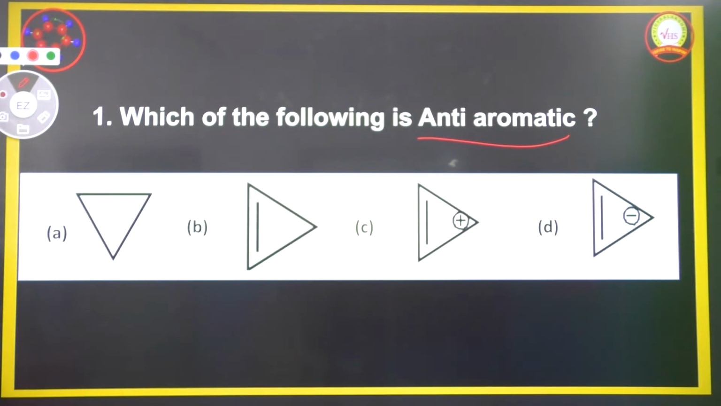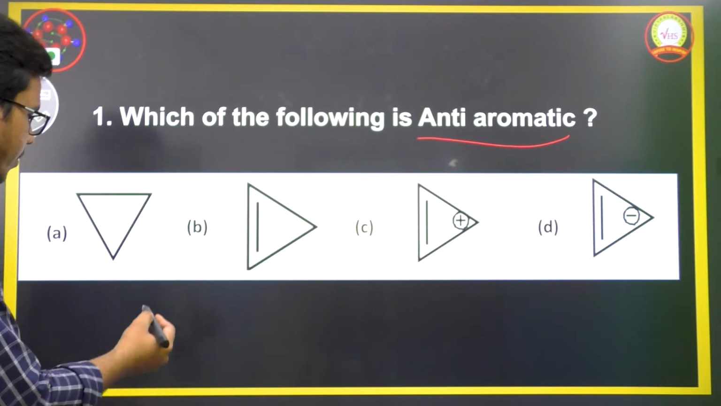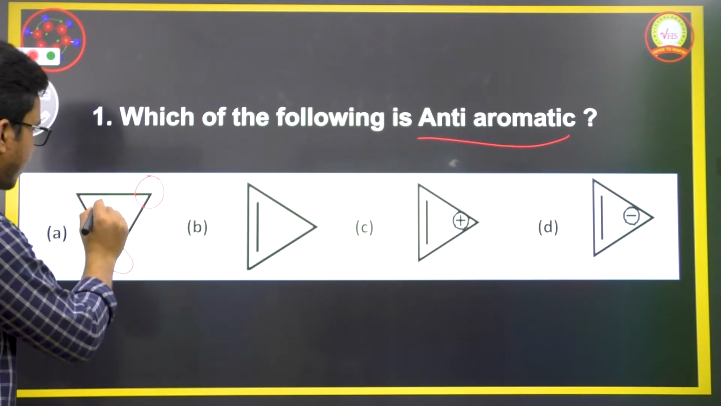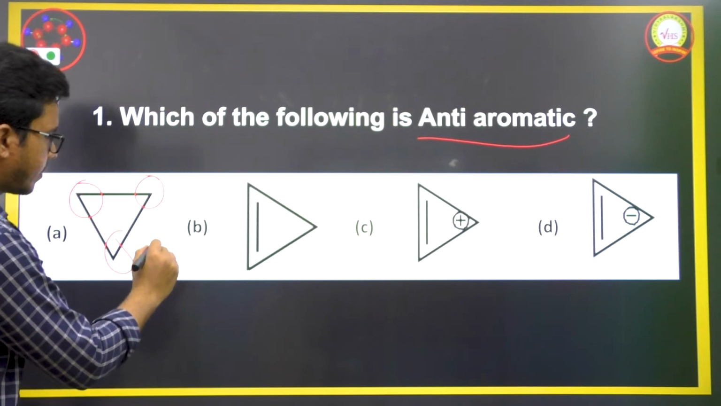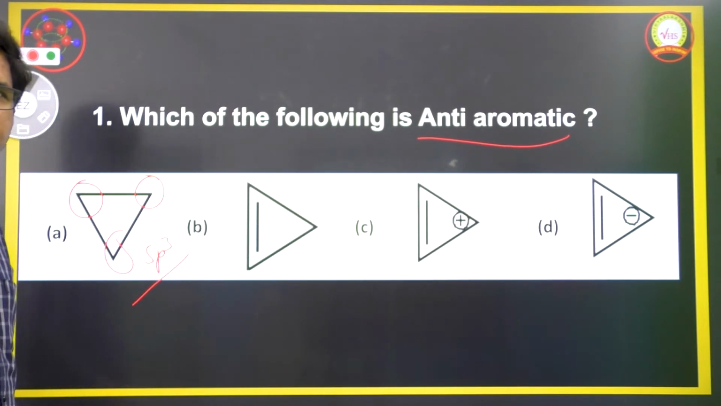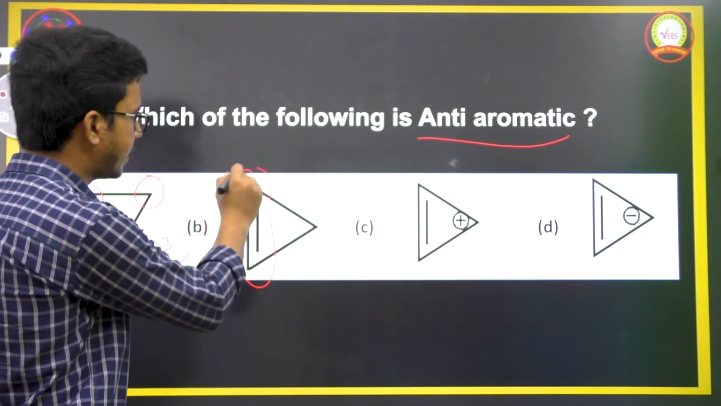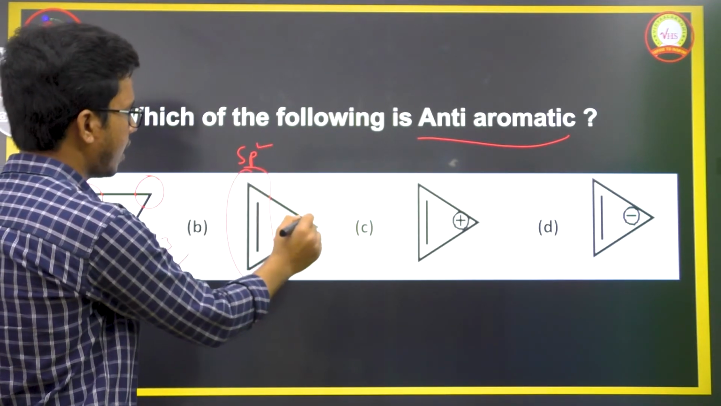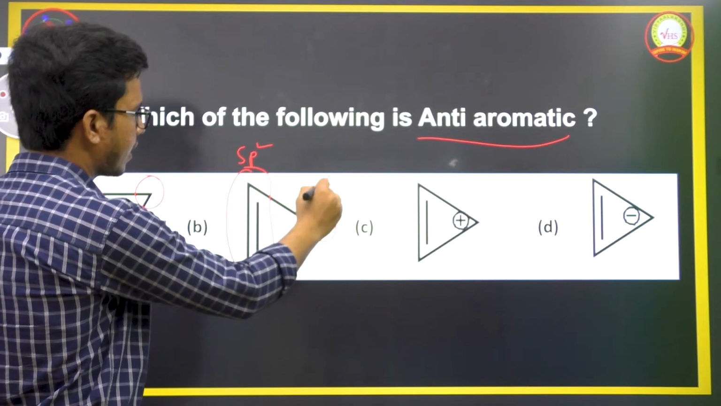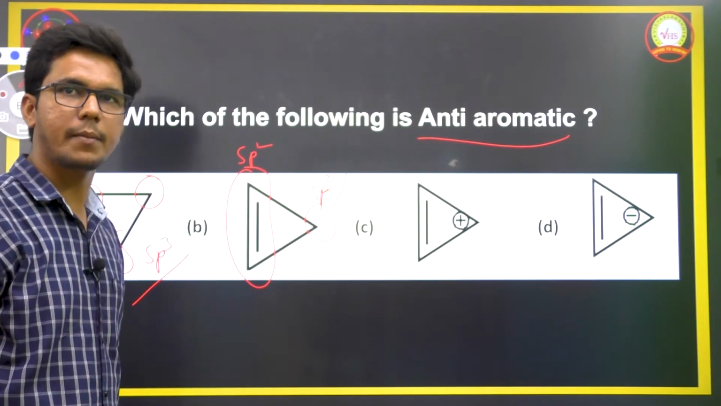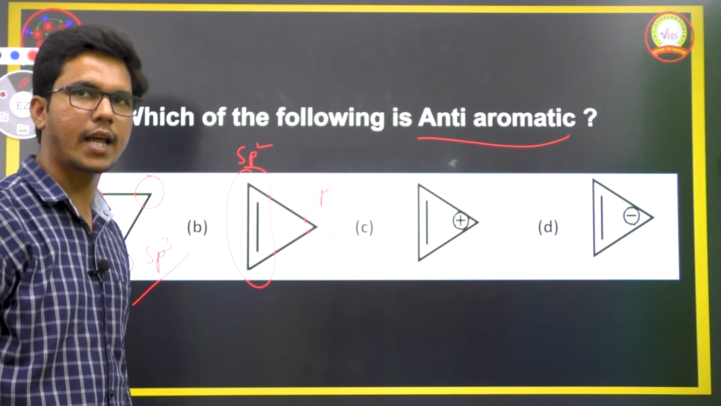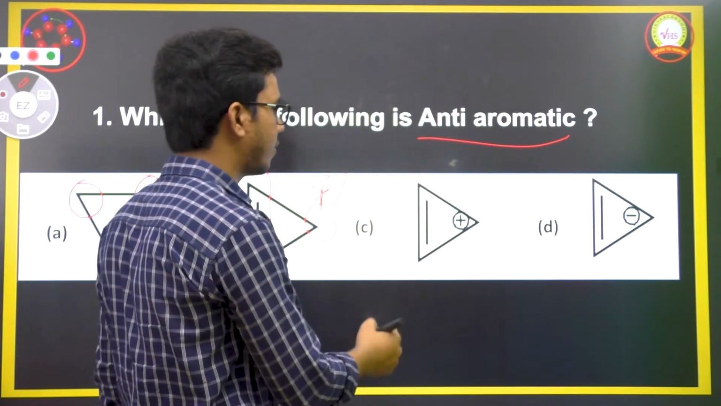Okay, now let us see which one obeys the conditions of anti-aromatic. We have the first one in which all the carbons are sp3. sp3 means non-planar, and non-planar means non-aromatic, right? In the second one, we have two sp2 hybridized carbons and one sp3 carbon. At least one sp3 hybridized carbon is there in the ring, so it is non-aromatic.